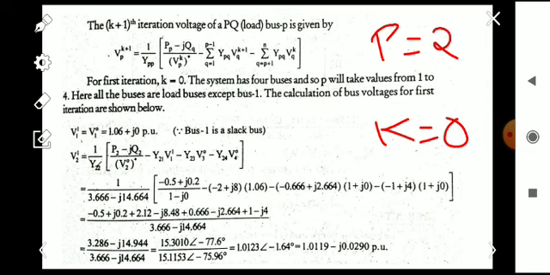So here Ypq means Y21, and V_q^(k+1) means q is 1, so V1^1, k is 0. That's all. Here the value of q is only 1 because q runs from 1 to p minus 1, p is 2, so 2 minus 1 is 1, so we can assume the value of q as 1 only for this case.